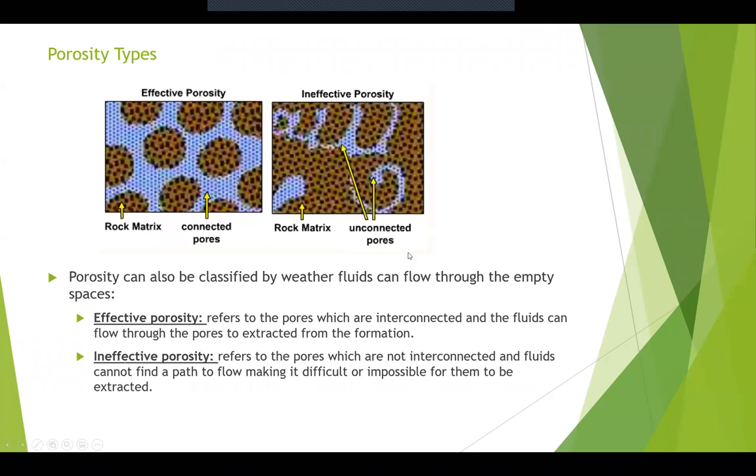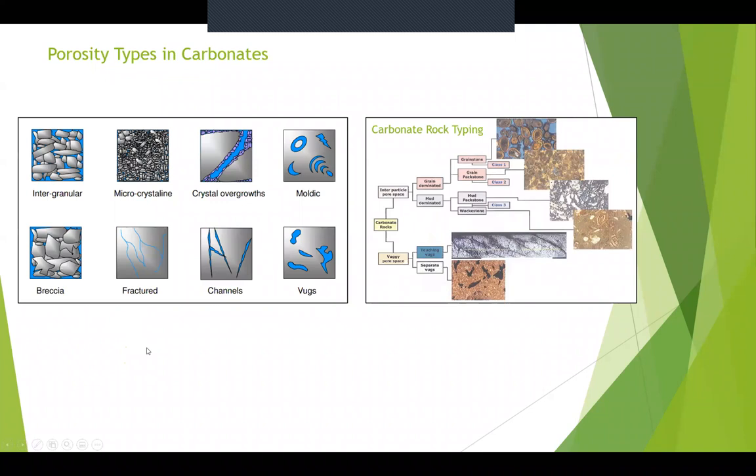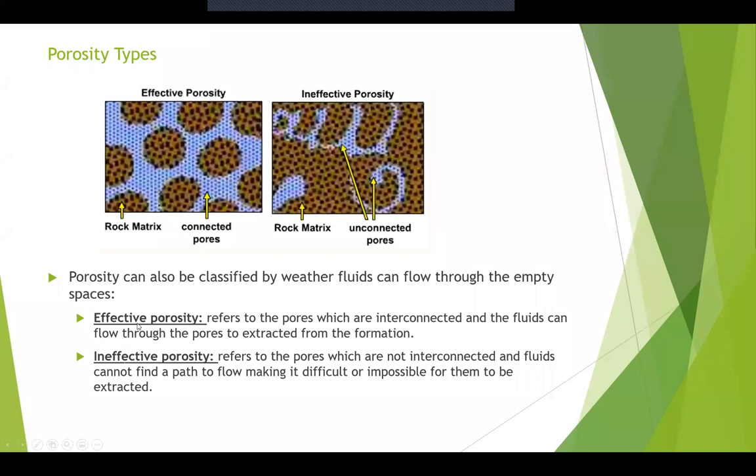And for the porosity types here, we also have two other types classified based on the flow: what we call effective porosity and ineffective porosity. You remember I mentioned the isolated pores, because here we see all this blue as the connected pores. And if we look at this one, we have ineffective porosity because the pores are not all connected together. So they are pore spaces in the rock, but they are not connected, and at the end of the day, they will not contribute to the production.